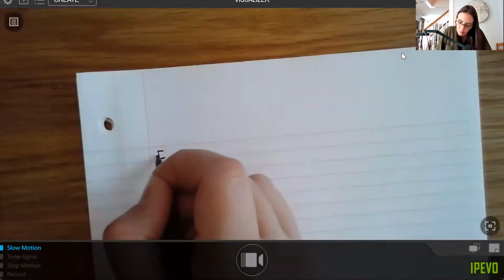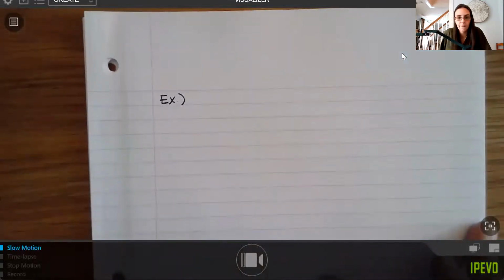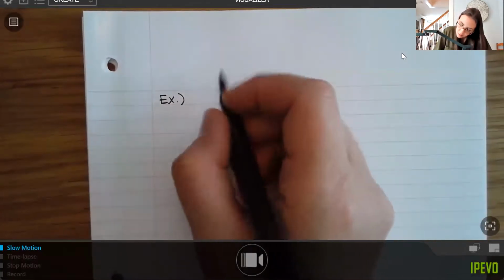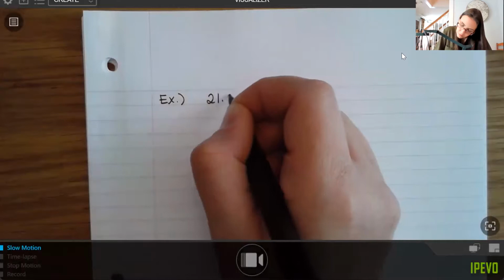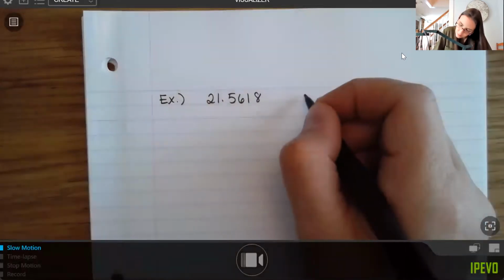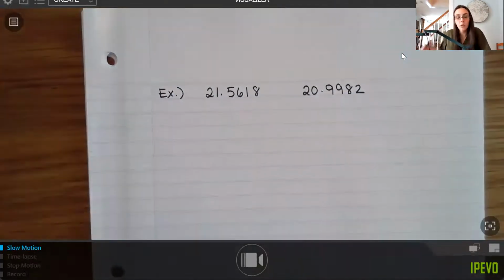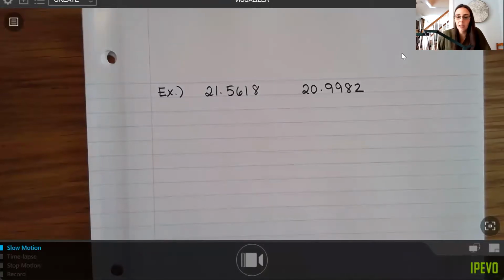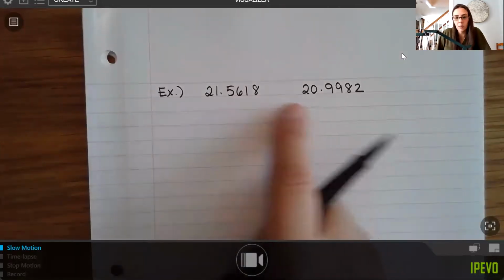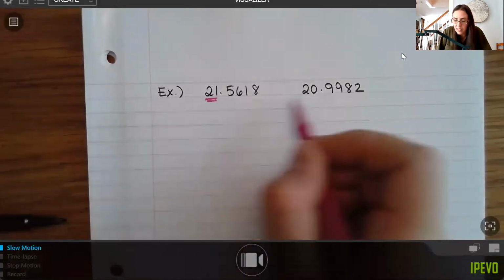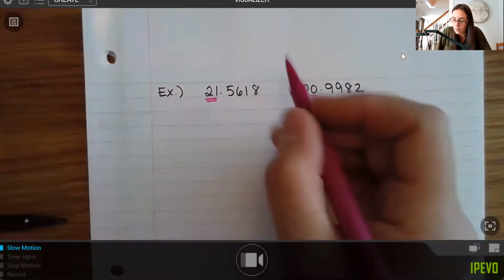Okay, let's do maybe 1 or 2 more examples. Okay, so let's compare. How about, we'll do the same question. So 21 and 0.5618 and 20.9982. Now, this one is a little bit easier to compare because you can look at your whole numbers. The whole numbers are different. 21 is definitely bigger than 20. So when you have whole numbers, if you can see a difference right away, then that's easy. 21 is bigger, so this would be a greater than sign.